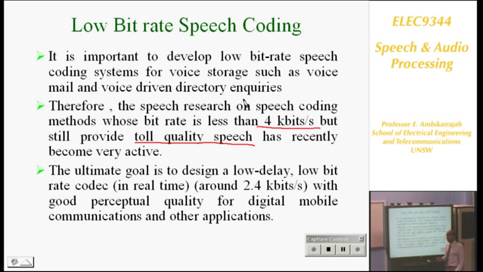The ultimate goal then: we had 64, we came to 32, we came to 16, from 16 we came to 8, now we are at 4. Once we have reached 4, once it's standardized, what do we do? Where do we go further? Well, the next ultimate goal is about 2.4 kilobits per second, and perceptual quality should be the same. So people still feel there's lots more redundancy available in the speech. You can remove that, and then you can compress the data further and further, and you can come down to 2.4 kilobits per second.